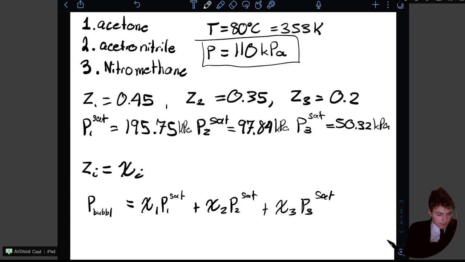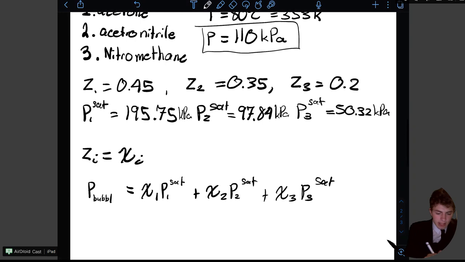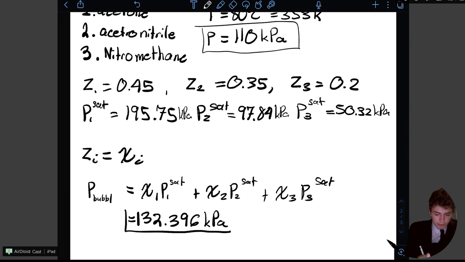So we calculate a pressure of 132.396 kilopascals. And that is higher than the pressure, so we're already on the right track.